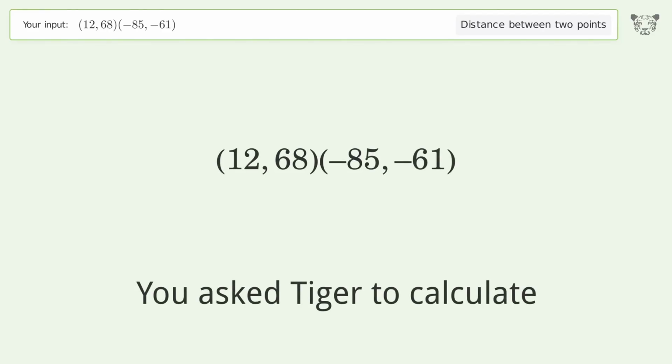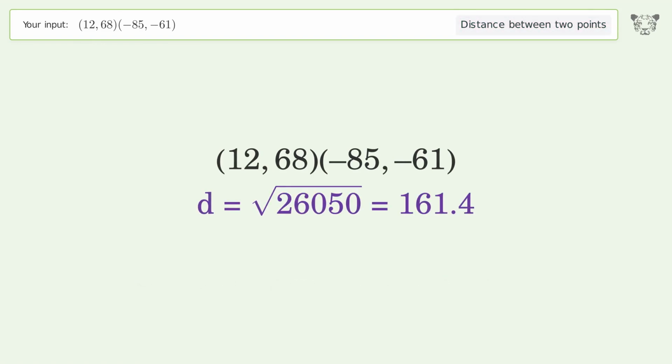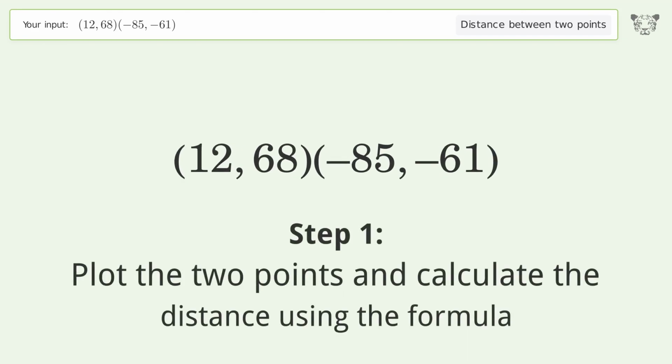You ask Tiger to calculate. This deals with the distance between 2 points. The distance between the 2 points is the square root of 26,050, or 161.4. Let's solve it step by step. Plot the 2 points and calculate the distance using the formula.